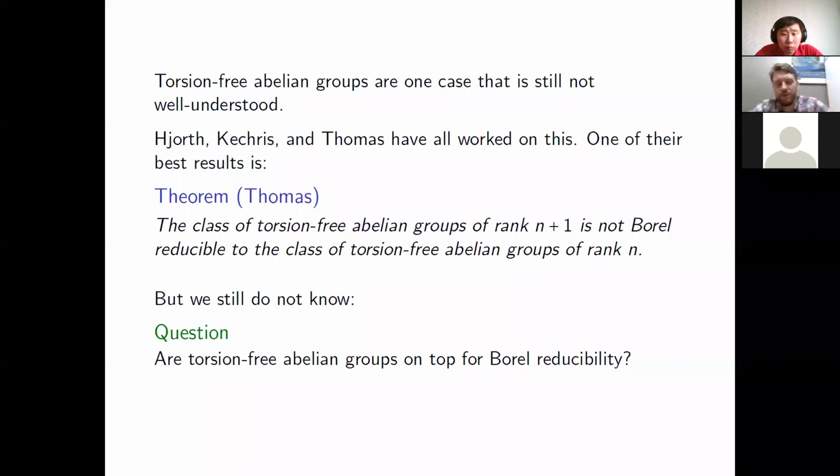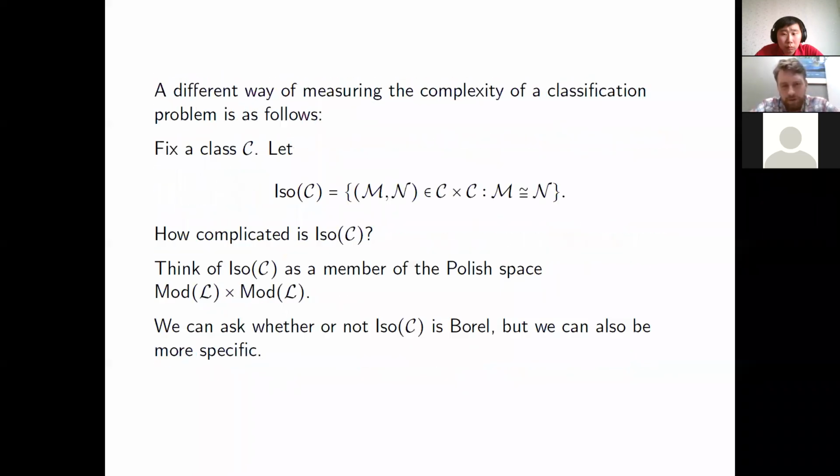So we can say something about this question by changing our perspective a little bit and looking at a different way of measuring the complexity of a classification problem. If I fix again a class C, there's this set Iso of C, which people generally call the isomorphism problem, which is the set of all the pairs M and N that are isomorphic. And we can ask, how complicated is this set? We're thinking of this set as a member of a Polish space, where the Polish space is the pairs of structures.